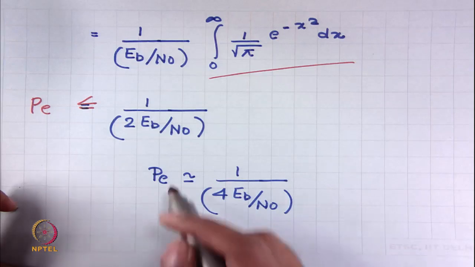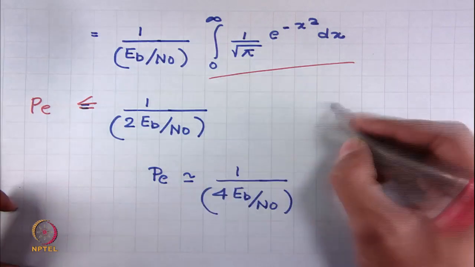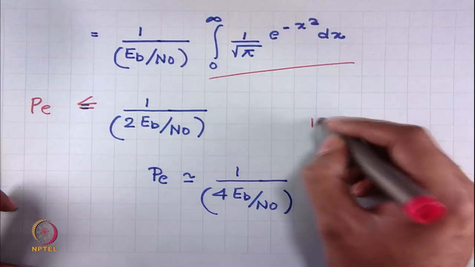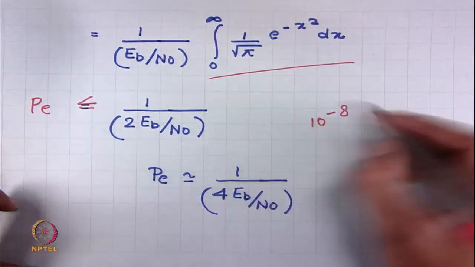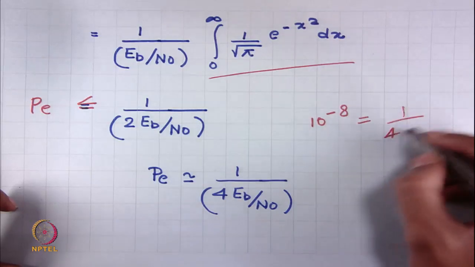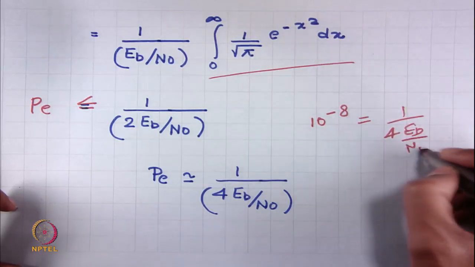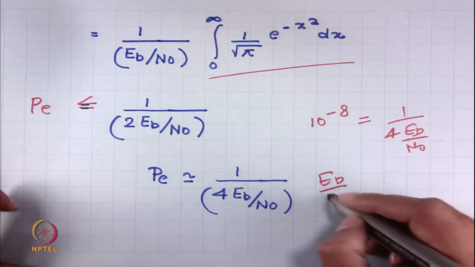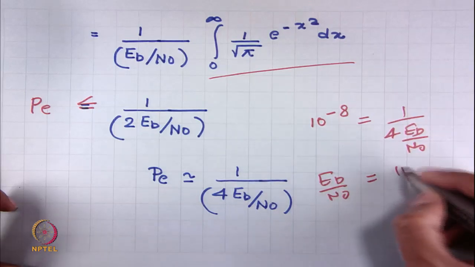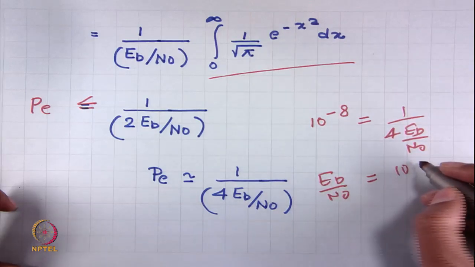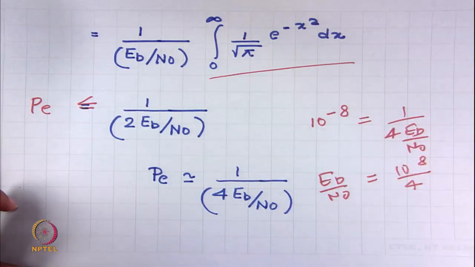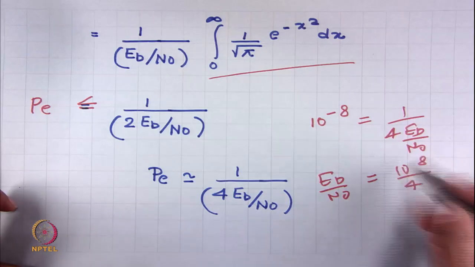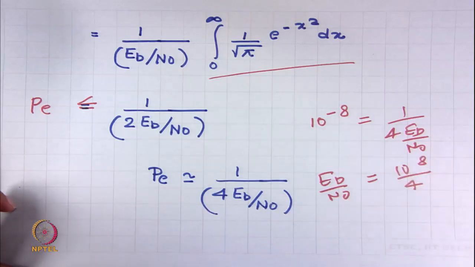And let us see what is the Eb/N0 requirement if we want to achieve a bit error rate of 10 to the power minus 8. So, Eb/N0 will be 10 to the power 8 divided by 4, and this is a pretty large Eb/N0 that we need to have.